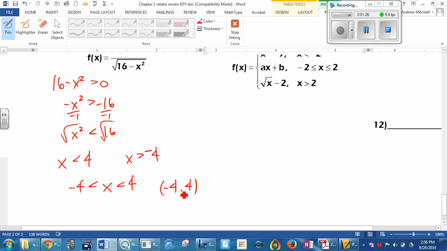And those endpoints are not included because that would make the denominator 0. So we use parentheses.